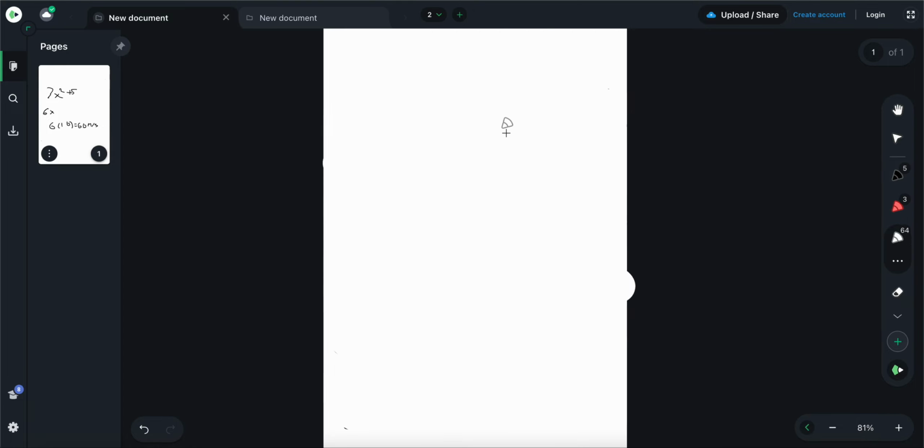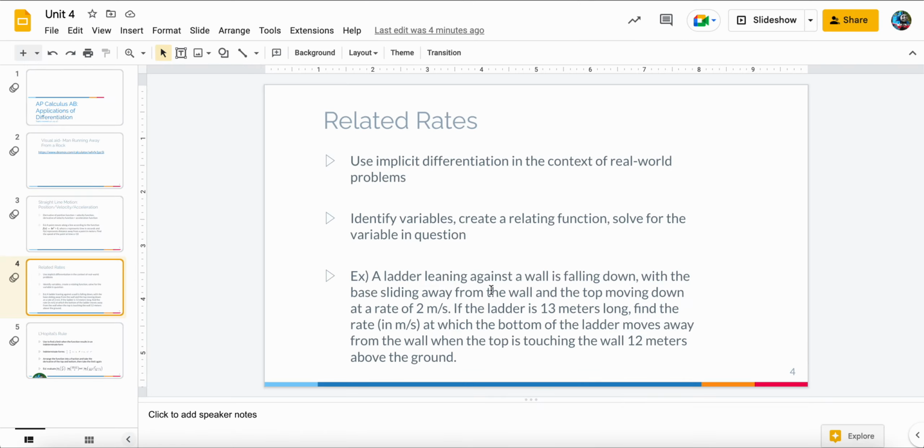This is a common problem where a ladder is sliding away from a wall at a constant rate. Ladder leaning against the wall is falling down with the base sliding away from the wall and the top moving down at a rate of 2 meters per second. If the ladder is 13 meters long, find the rate at which the bottom of the ladder moves away from the wall when the top is touching the wall 12 meters above the ground. Now this is a lot to read, so we're going to do it step by step.